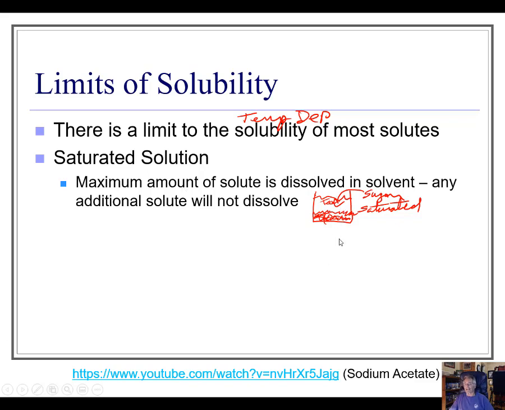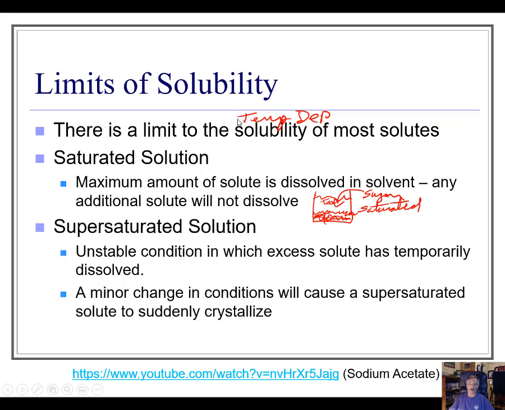Now, if I heated this solution up, then I could get more to dissolve, because as temperature increases and you stir those solvent molecules up, you can spread them out a little bit and get more solute dissolved into them. So solubility is temperature dependent. A supersaturated solution is an unstable condition in which excess solute has temporarily dissolved. A minor change in conditions will cause a supersaturated solution to suddenly crystallize.